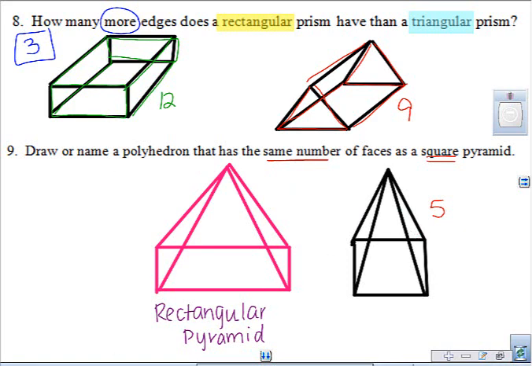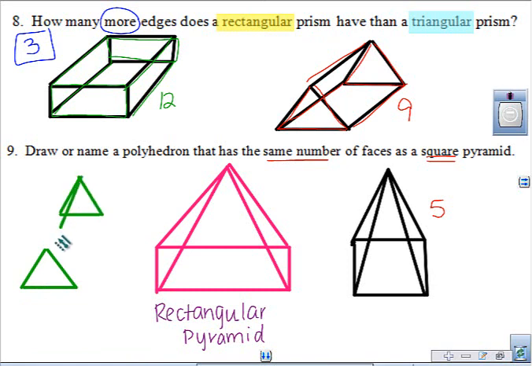In that case, you have to have 2 bases to make it a prism. So that would leave 3 sides. So that means that the base would have to have 3 sides. So that makes it a triangle. So that would be a triangular prism, just like we drew in the last problem.